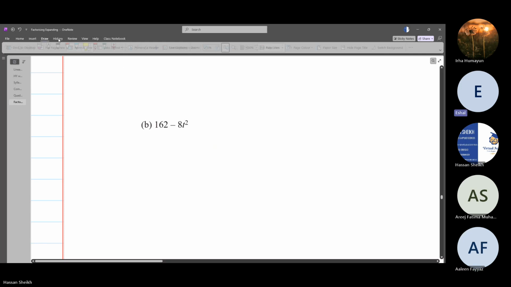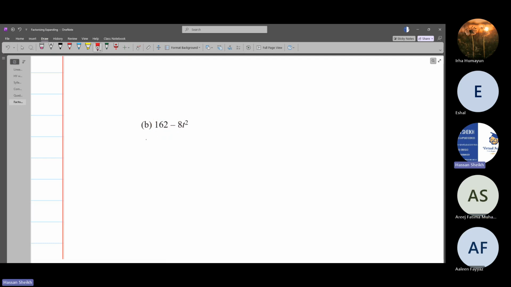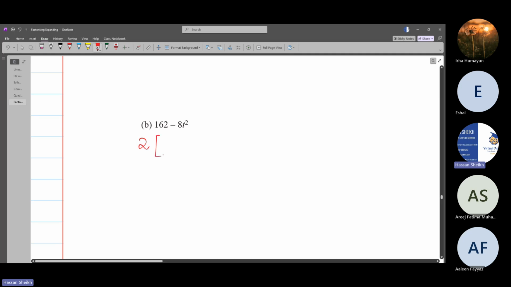If there's any square... But 162 is not a square number. Neither is 8 a square number. We can take 2 common from 162. Yes, that's the correct solution. So when we take 2 common, inside the bracket we would have 81. Agree? Is it 81 times 2, 162? And 2 times 4t square is 8t square. Yes. Now we do have square numbers.